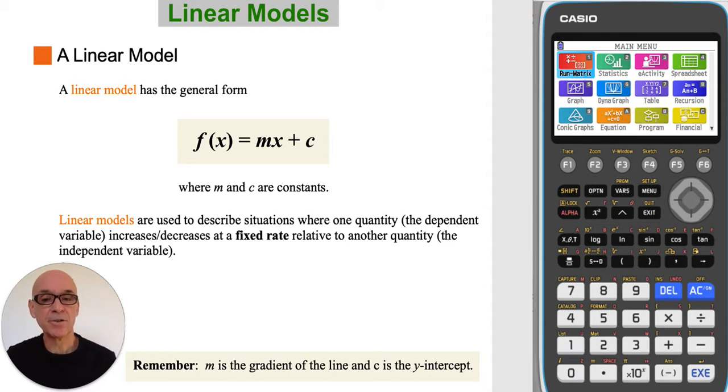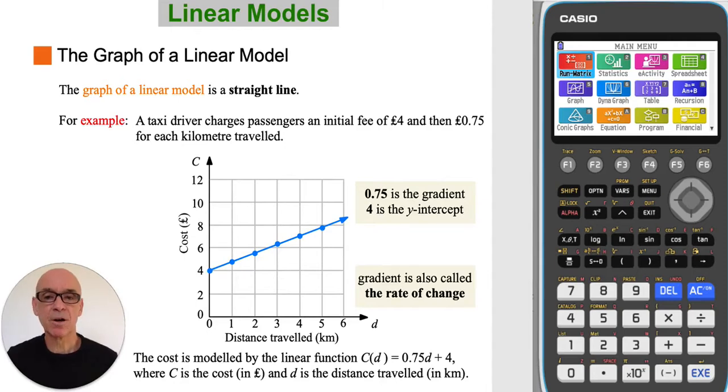Linear models are used to describe situations where one quantity, the dependent variable, increases or decreases at a fixed rate relative to the other quantity, the independent variable. Remember that m is the gradient of the line and c is the y-intercept. So the graph of a linear model is a straight line.